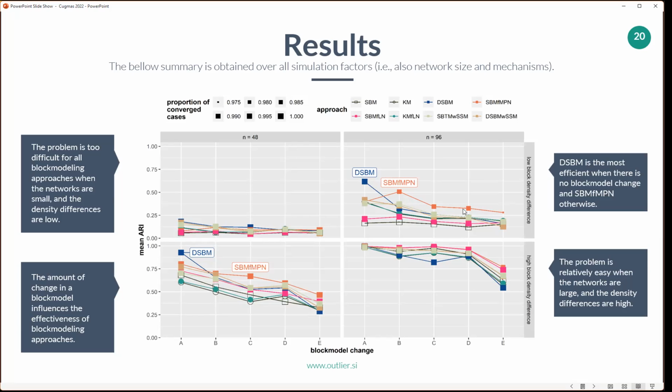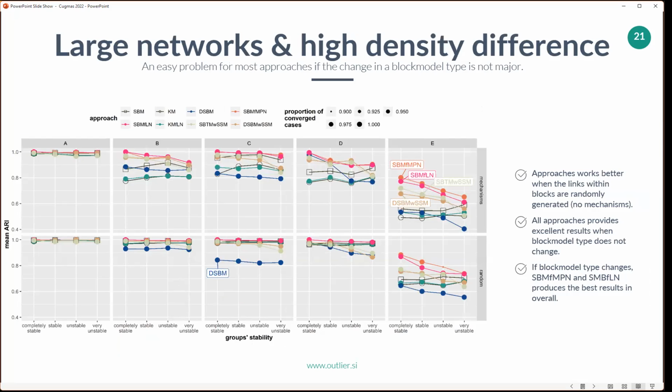You can see that the dots are of different sizes here. This one is a little bit smaller, and this indicates that in some cases this approach does not converge. It is not very often, but sometimes it happens that this block modeling approach does not converge. So let us take a closer look at the results. Now we will focus on the large networks and high density difference case.